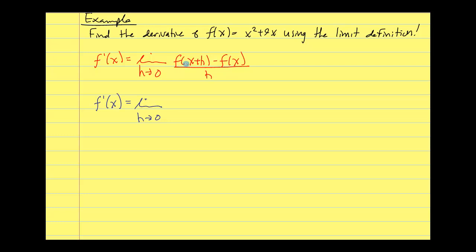So to get started, this says f of x plus h. That means everywhere there's an x up here, we put an x plus h. So that's going to look like x plus h quantity squared plus 9 times x plus h.